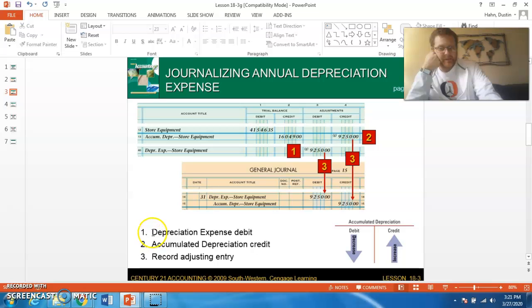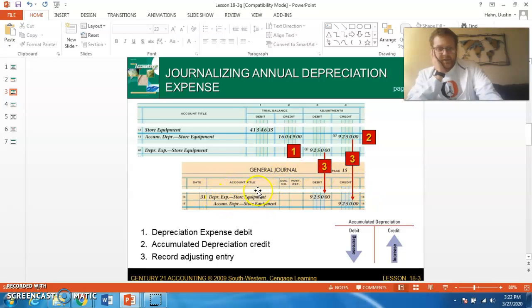Alright, so first step, depreciation expense debit. And then you have your accumulated depreciation expense. Then you record your adjusting entry. Right here are the transactions in your worksheet, store equipment, debit, accumulated right there. That's all in your worksheet. But now, here is where we finish your worksheet with your adjustments.